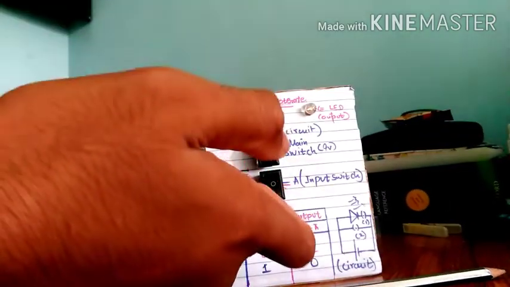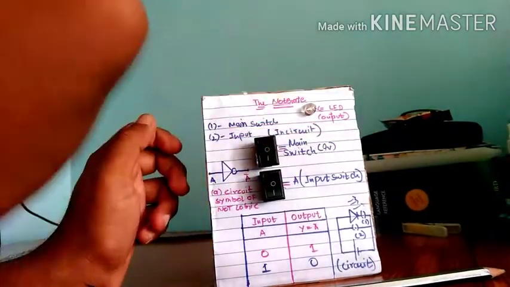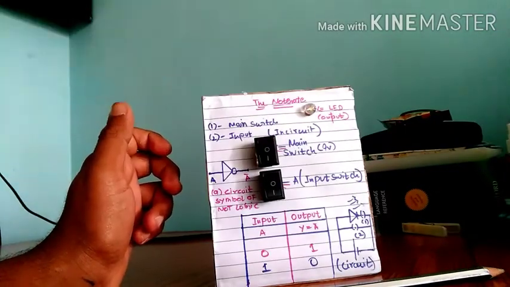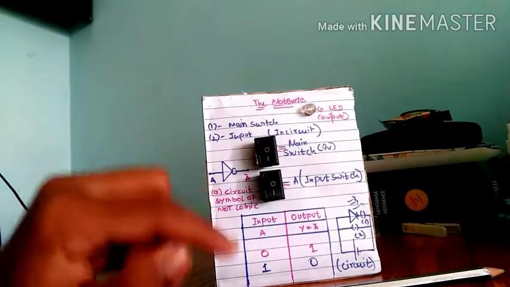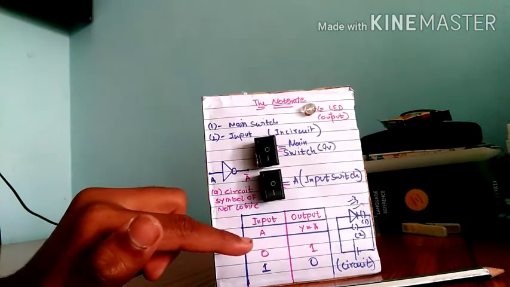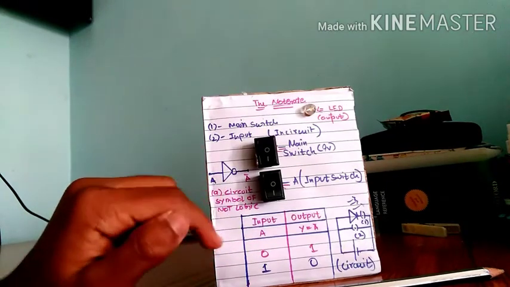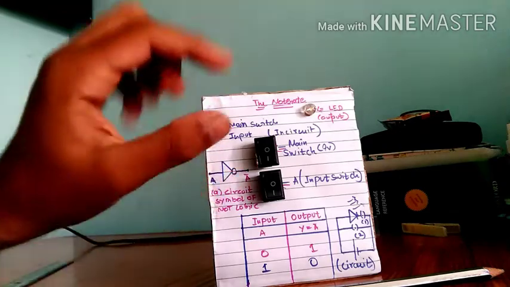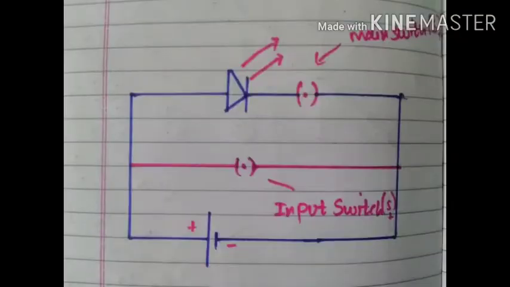So why is this happening? Let's check the circuit and understand how this NOT gate circuit works. So this is the proof of the characteristics displayed by the NOT gate circuit, and the output is being performed perfectly here. So guys, this is the circuit.